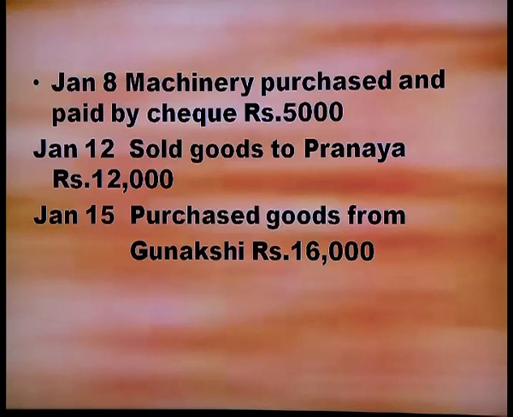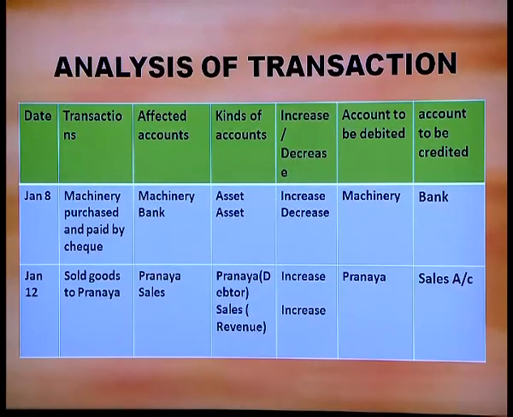Here are some more transactions. On January 8th, machinery purchased and paid by check, rupees 5,000. January 12th, sold goods to Pranaya, rupees 12,000. One more transaction, January 15th, purchased goods from Gunakshi, rupees 16,000. On January 8th, transaction was like this, machinery purchased and paid by check.